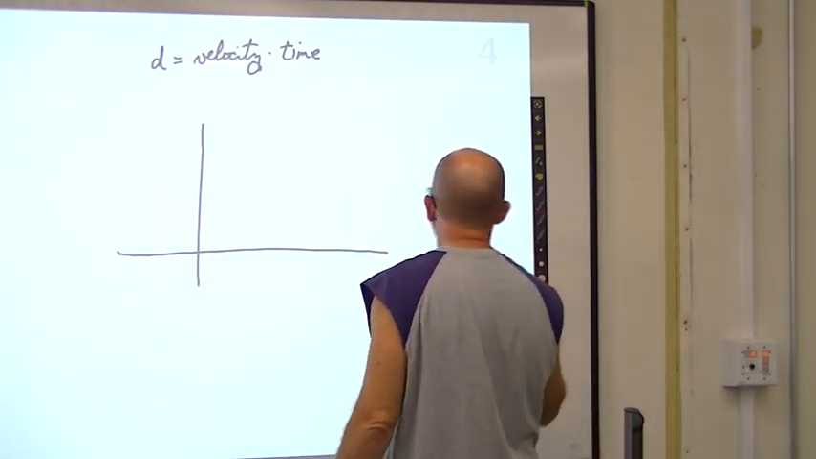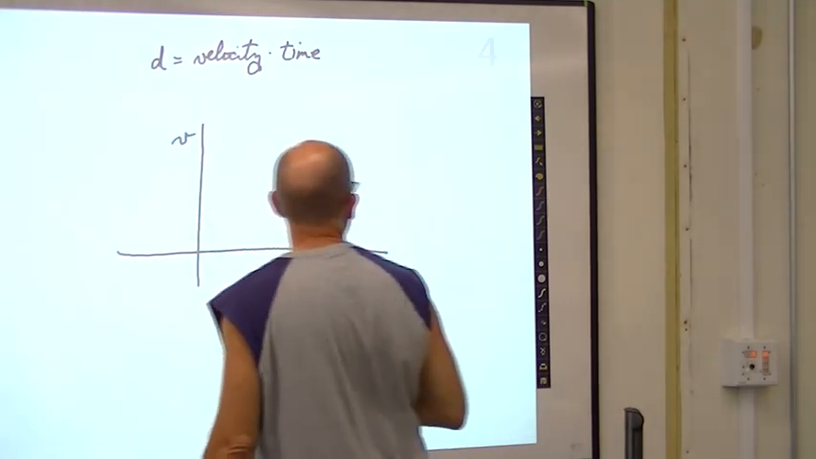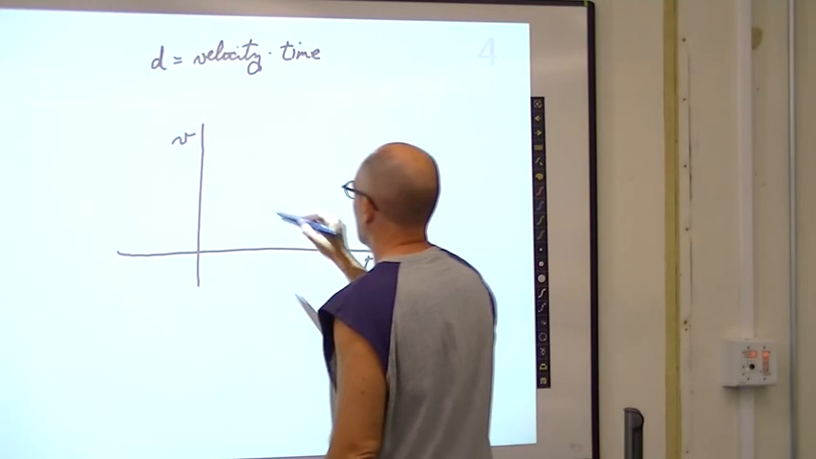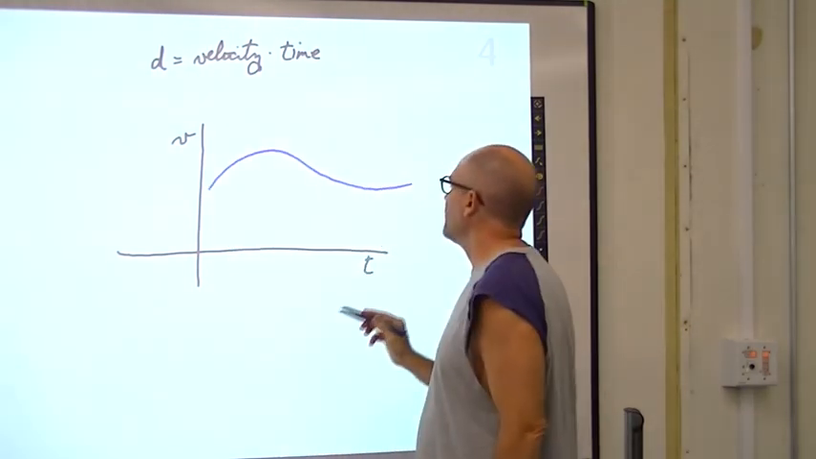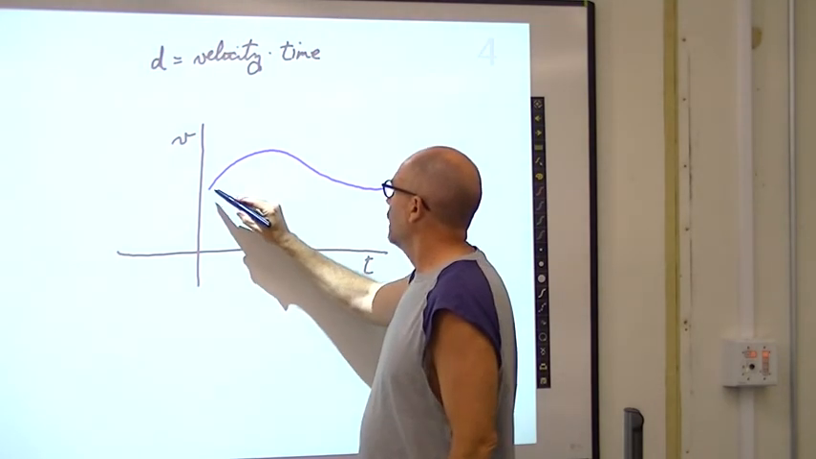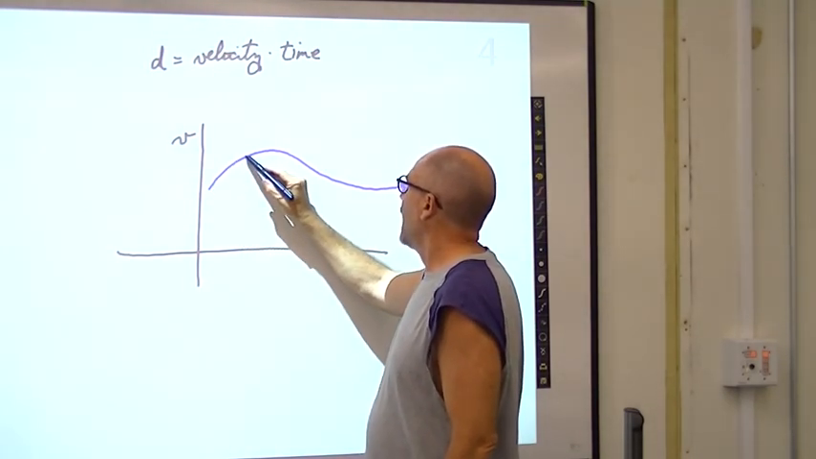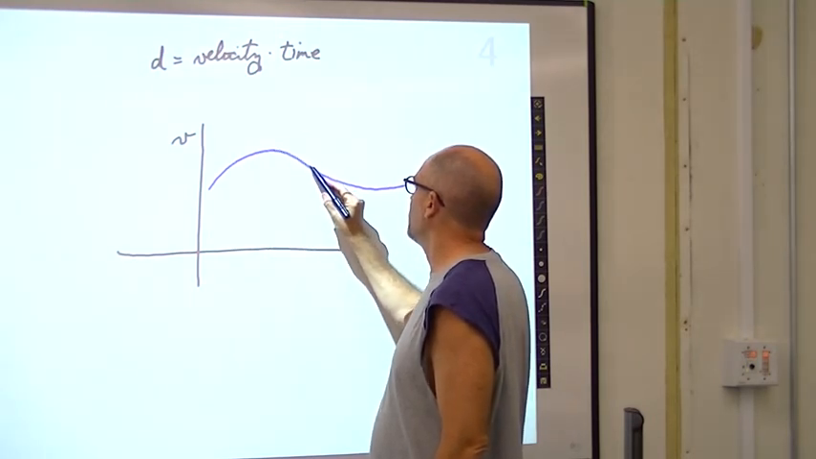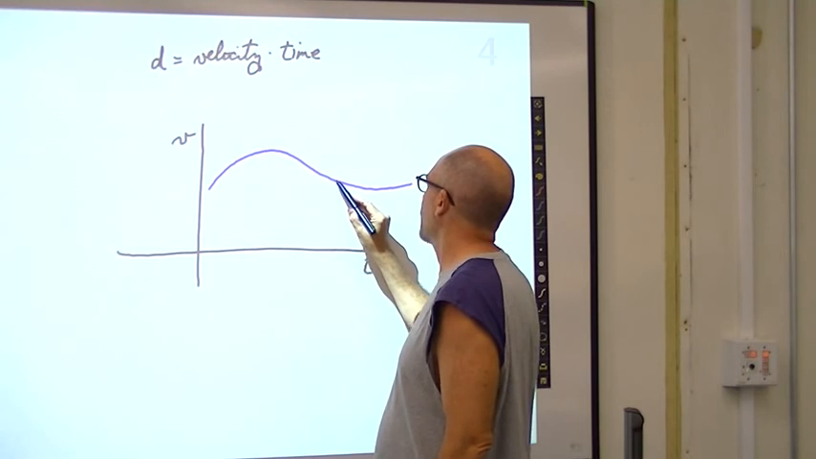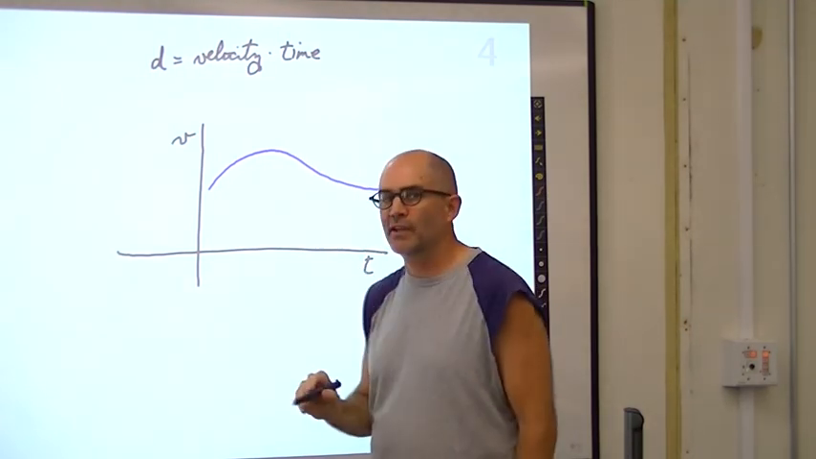I have a curve where I have time here and velocity here. Now here's an object that's traveling. Its velocity is getting higher and higher, so it's going faster and faster. Now it's slowing down a little bit, but it's still moving forward. And now it's speeding back up just a little bit. That's what this particle is doing.